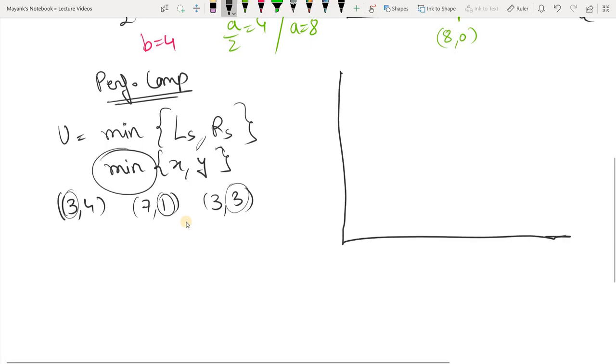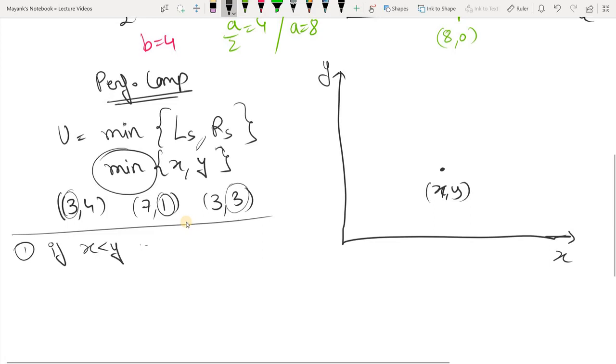Okay, so these are all xy coordinates. These are all x and y values. This is your x-axis, this is your y-axis. You pick any point x comma y here. Now if this x coordinate is less than the y coordinate, the reported value would be x. Okay, so let me take this as case 1. If x is less than y, then the min function reports x, that is utility is equal to x.